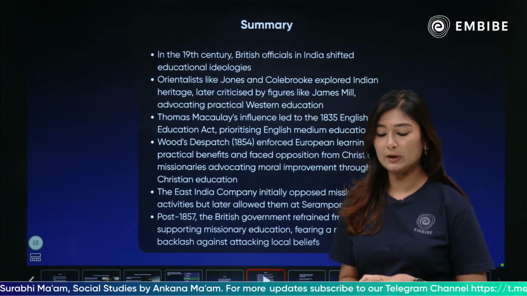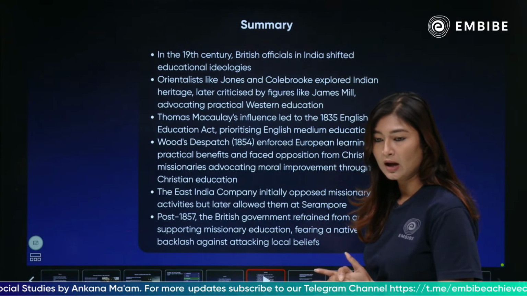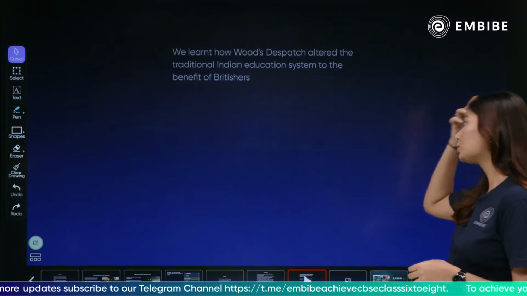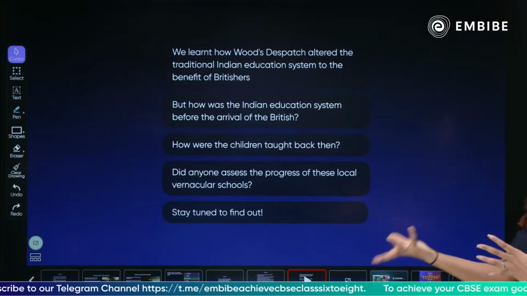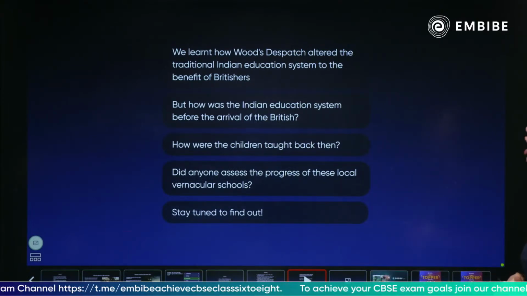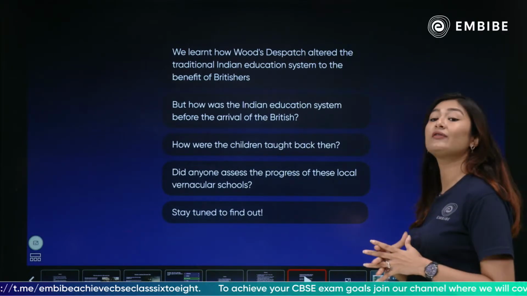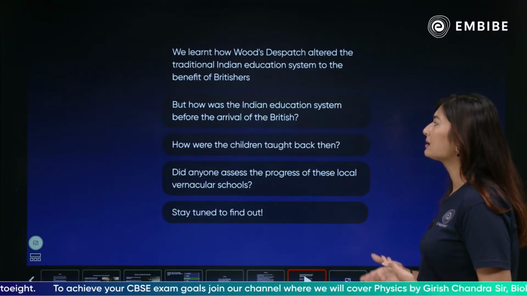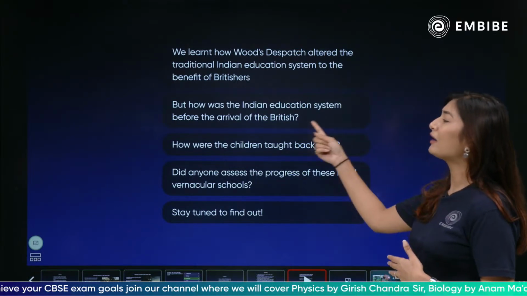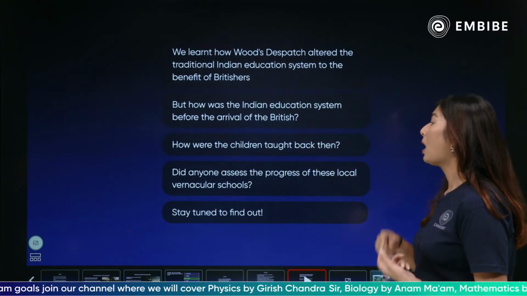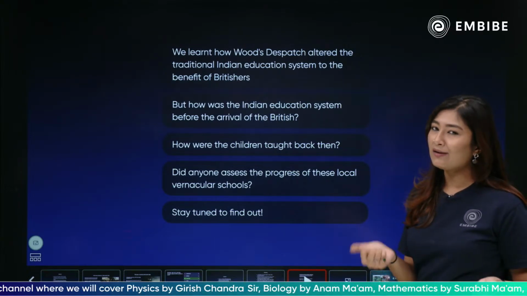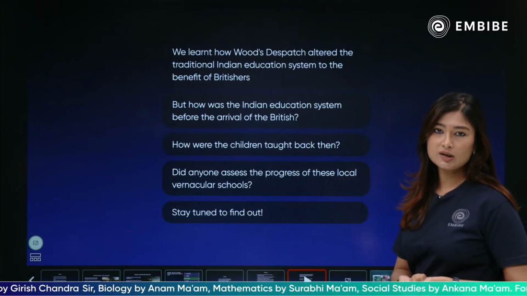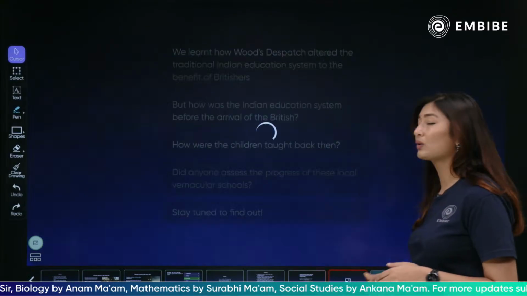All the remaining things we will do in the next class, okay? So I will meet you in the next session. Please do not forget to register yourself. We have still not learned, but we'll be learning how Wood's dispatch altered the traditional Indian education system to the benefit of the Britishers. We have been seeing that they have continuously been talking about their own benefits. But how the Indian education system was before the arrival of the British is very important for us to understand. How did the children learn before that? Why are they being called uncivilized? Was no learning happening? Were there local language vernacular schools? All of this we will do in the next session and it's going to be very very interesting.